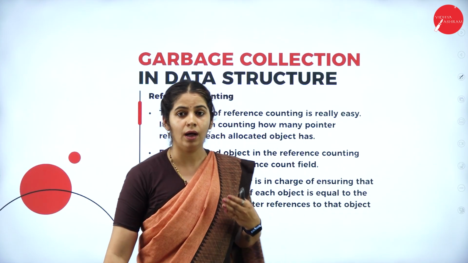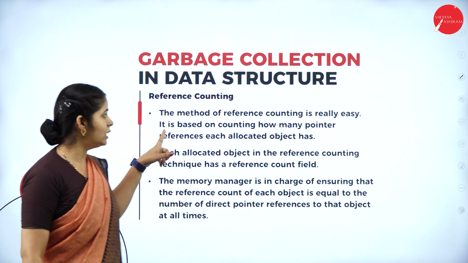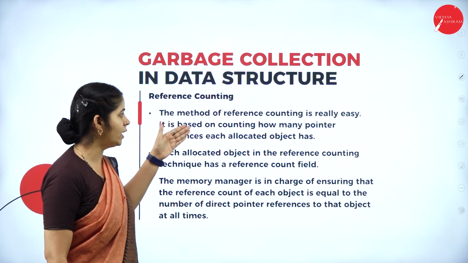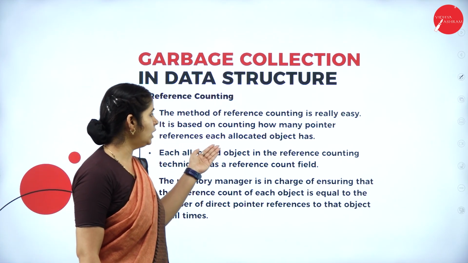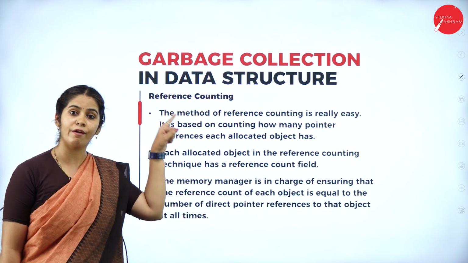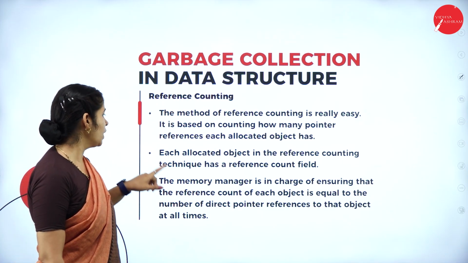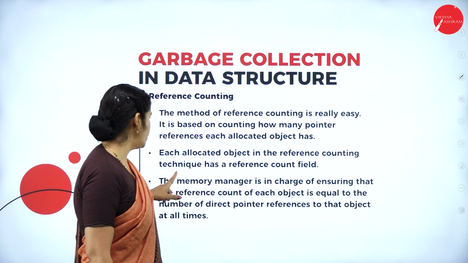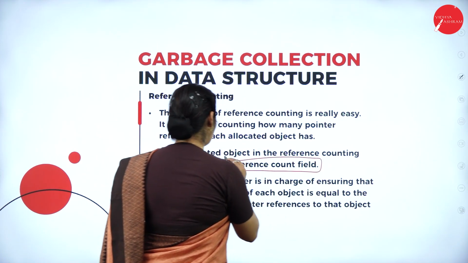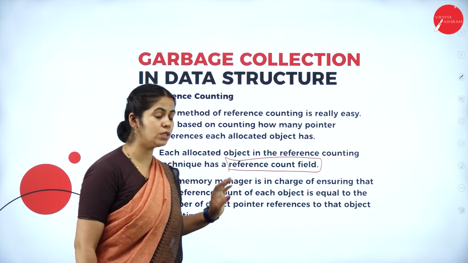Coming to the second type of technique, that is reference counting. Reference counting is really very easy. It is based on counting how many pointers reference each allocated object. For each allocated object, how many pointers are referring to that particular object, it will have a count. Each allocated object in the reference counting technique has a reference count field. After counting, we have to store that count in one field, so we have one separate field called the reference count field.